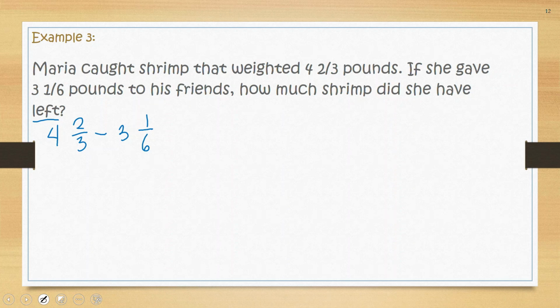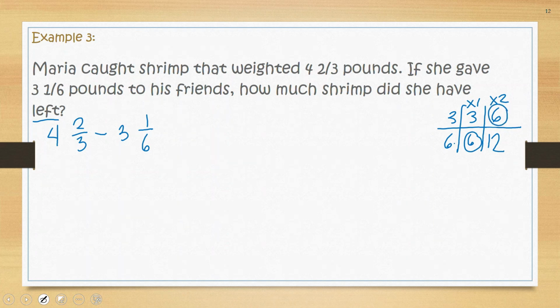So, kunin natin yung LCD nila. So, 3 tsaka 6 times 1. So, 3 times 1 is equals to 3. 6 times 1 is equals to 6. Times 2. So, 3 times 2 is equals to 6. 6 times 2 is equals to 12. Yung common number nila is 6.